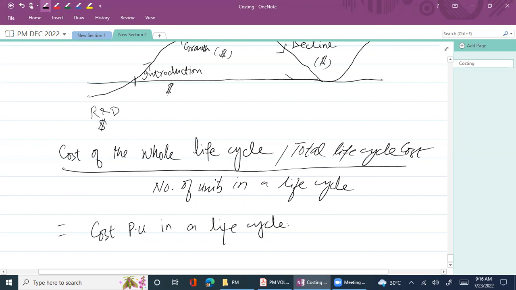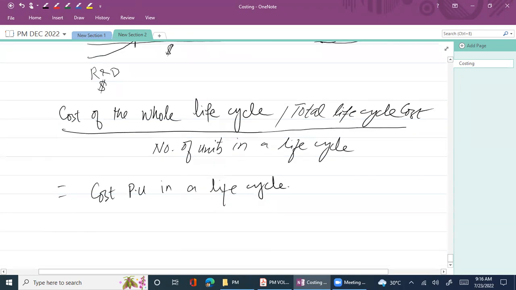As far as your exam is concerned, you will be given stage-wise cost information, and it might also be with respect to the number of years, 1, 2, 3, 4, 5. So we will be adding these costs stage-wise and year-wise. Then we will arrive at a total life cycle cost, and we will also be given the number of units in that life cycle. So ultimately, when we divide the total life cycle cost by the total number of units in a life cycle, we will get the life cycle cost per unit.